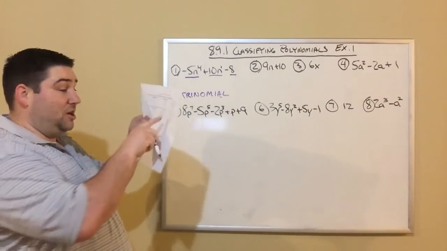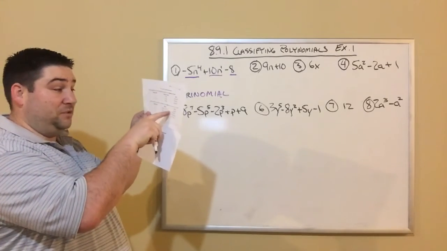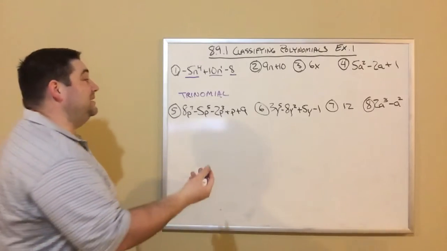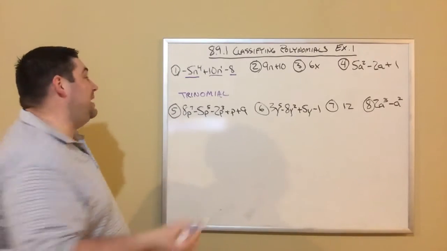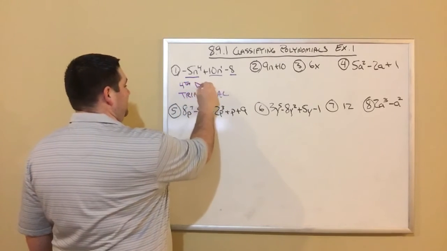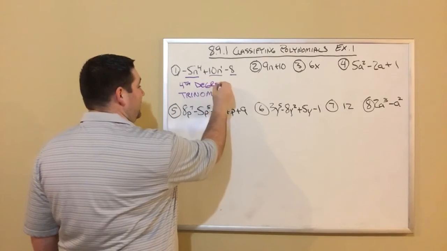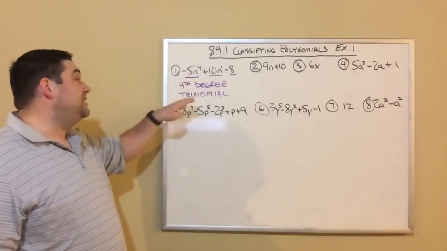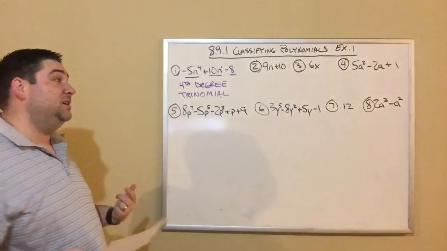If you look at your chart, you could see there's names for 0 degree, 1st degree, 2nd degree, and 3rd degree, but there isn't a name for the 4th degree. So when that happens, all you have to do is say 4th degree. So this is a 4th degree trinomial. That means the polynomial is a degree of 4, and that means it's a trinomial because it has 3 terms.